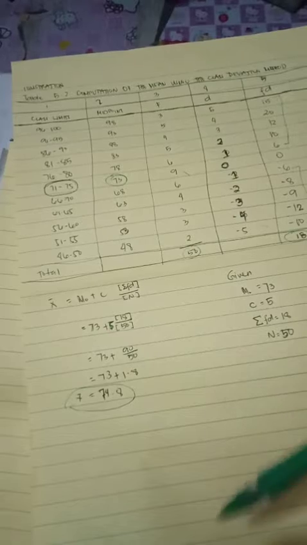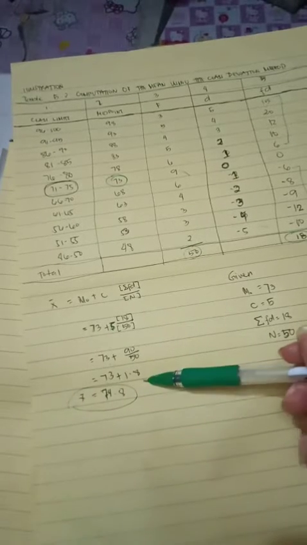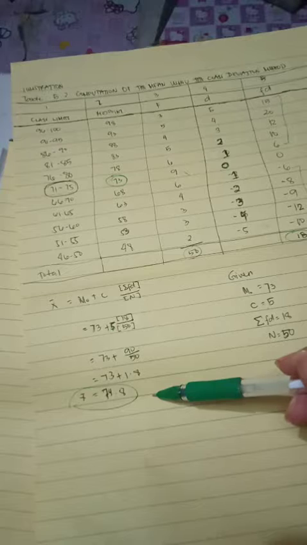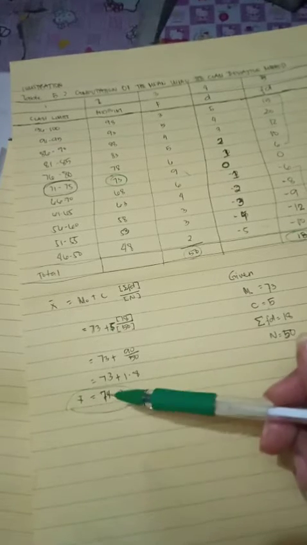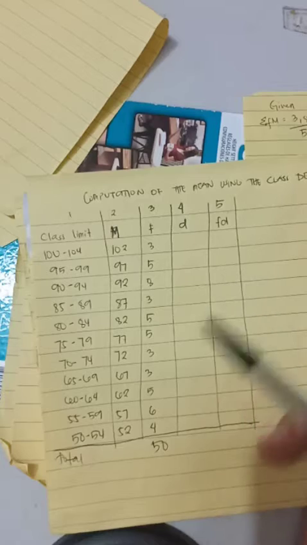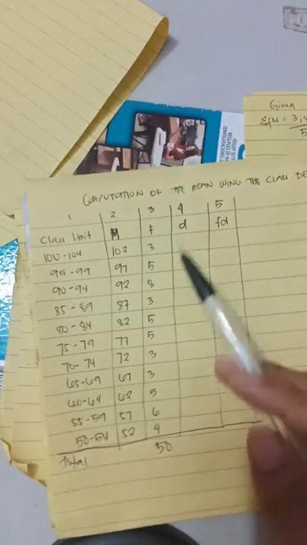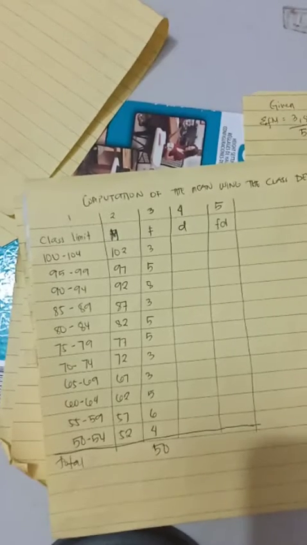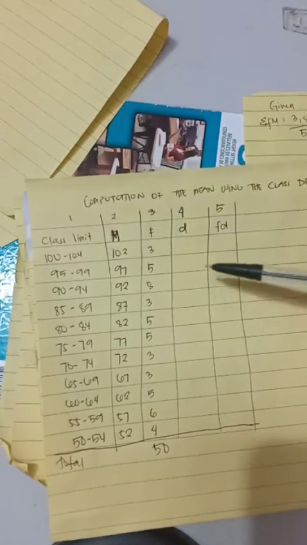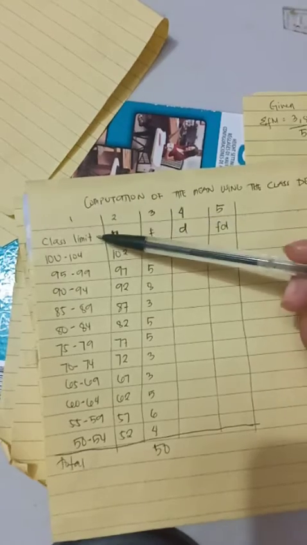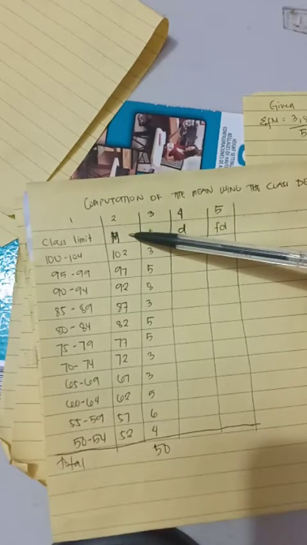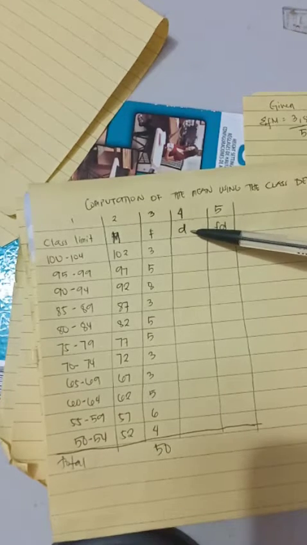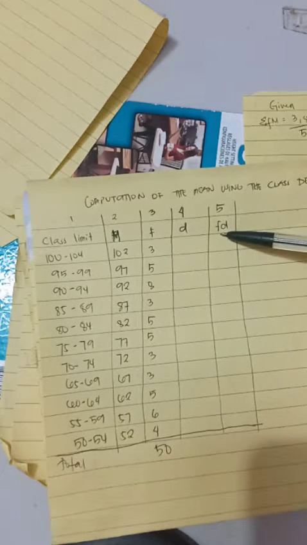As you can observe, the mean value obtained using the class division method is the same as the mean using the midpoint method, which is 74.8. So I provided another data set to make it clearer, and this is the same data I illustrated in my example in table 1. So, computation of the mean using the class division method. We have class limit, midpoint, frequency, deviation, and the frequency and deviation.